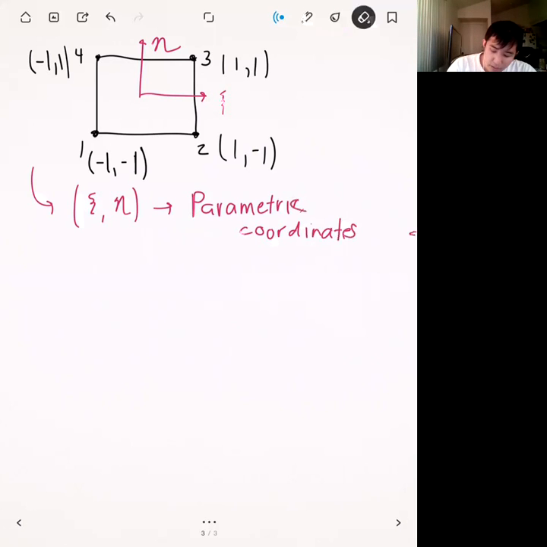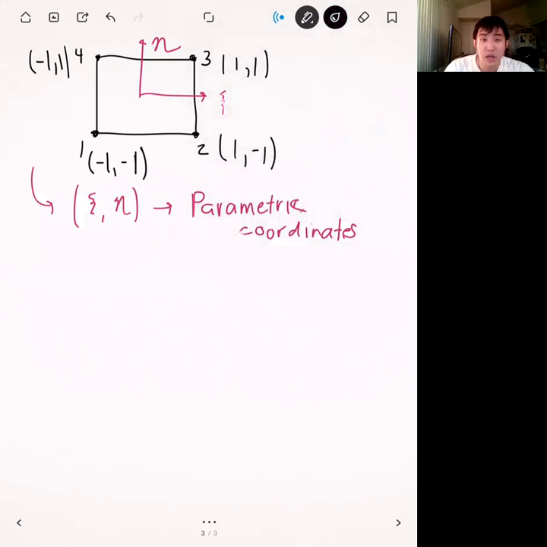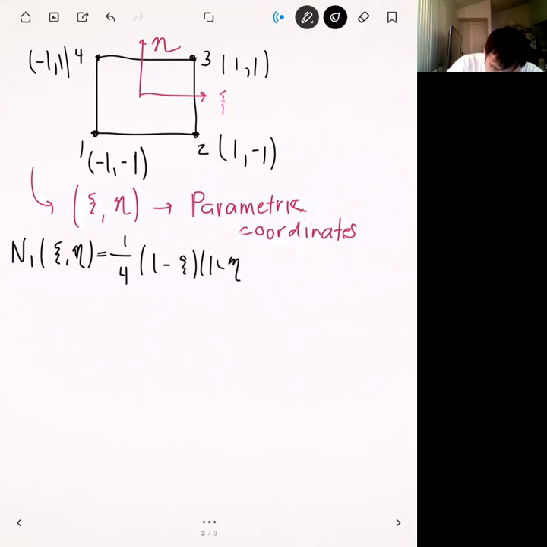Okay. And under these parametric coordinates, now that we have our element that looks like this, we can form our shape functions based on the form that we talked about for 2D heat conduction, with these specific coordinates. So under these specific coordinates, our shape functions have the following forms, right? And so N1 of eta and xi is going to be 1/4, 1 minus xi, 1 minus eta.